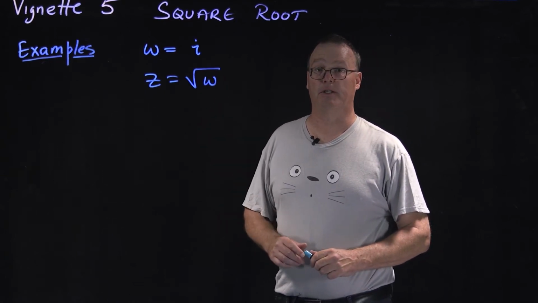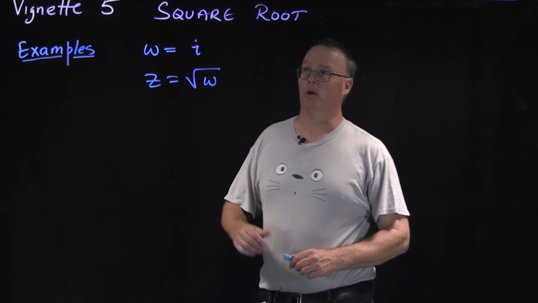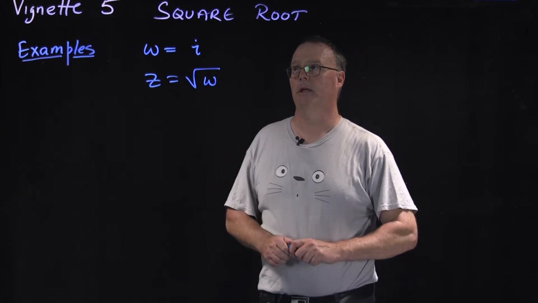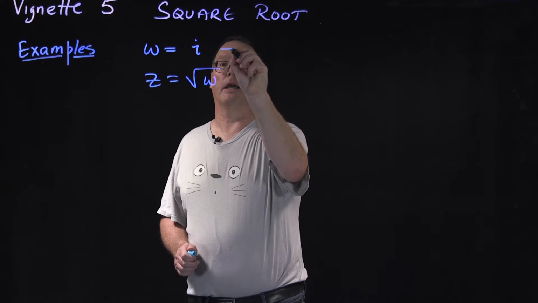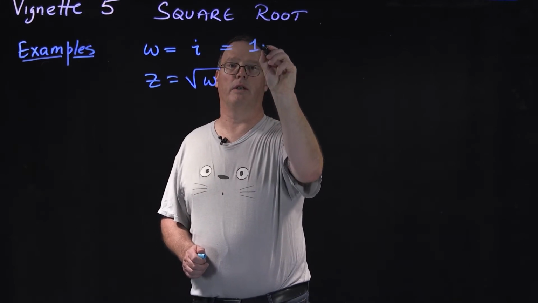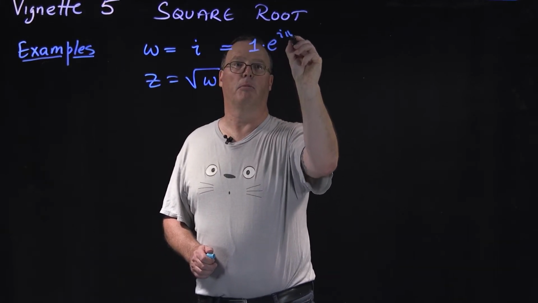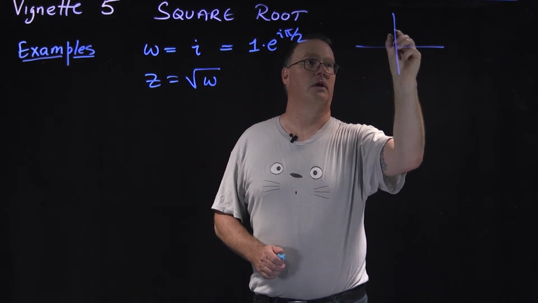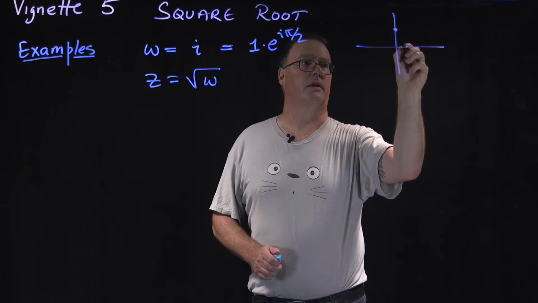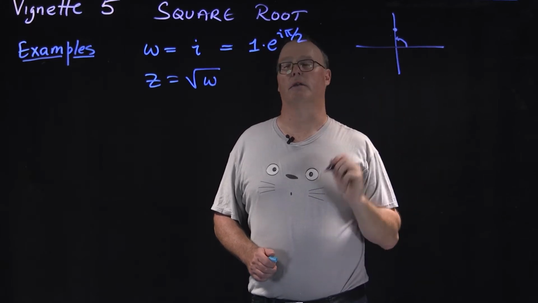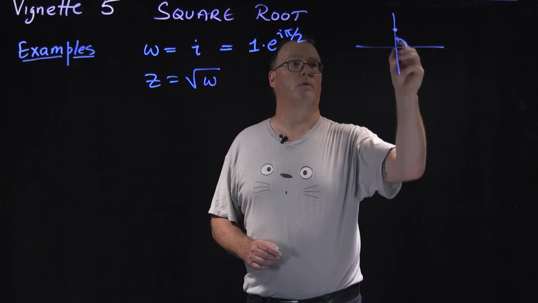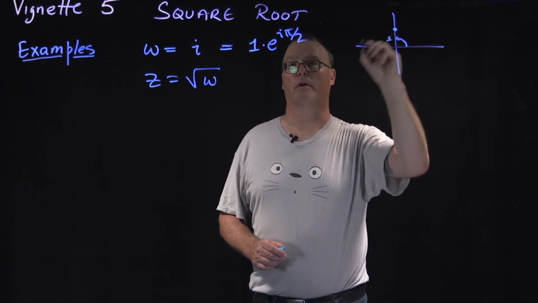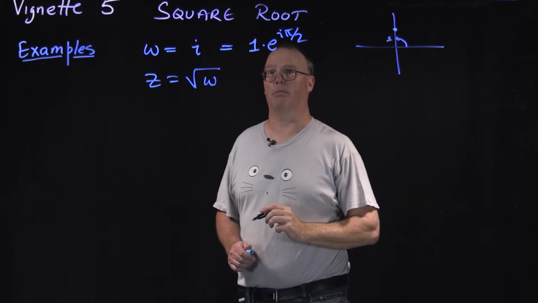Okay, let's do a couple of examples of taking square roots. So suppose w was equal to i, and I want to take the square root of w. First, I put i into polar coordinates. That's 1 times e to the i pi over 2. That's because i is there, and the angle is 90 degrees, pi over 2, and the radius is 1. So it's on the circle of radius 1, and it has the angle pi over 2.